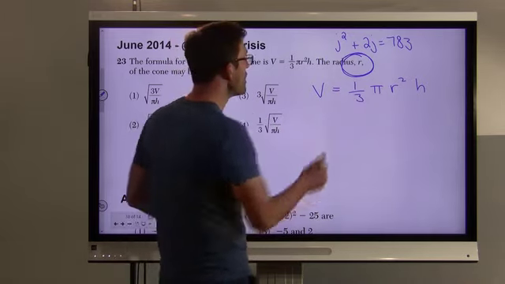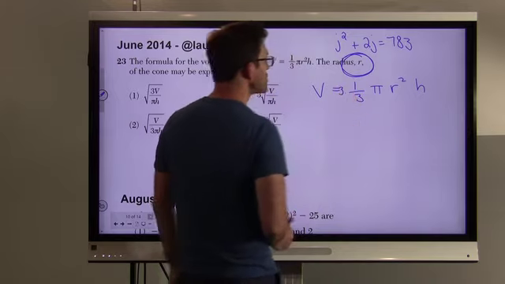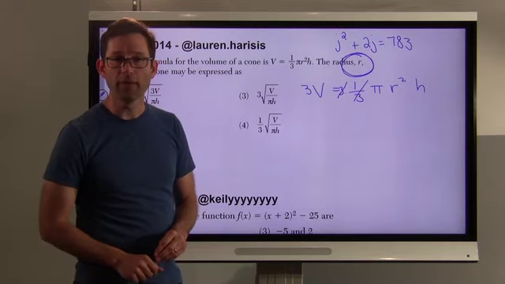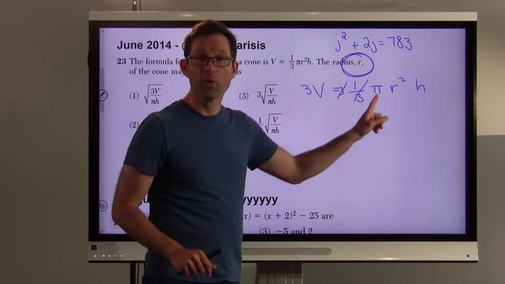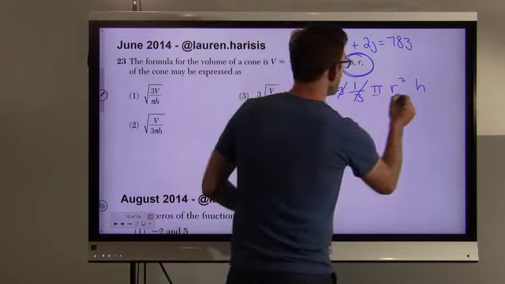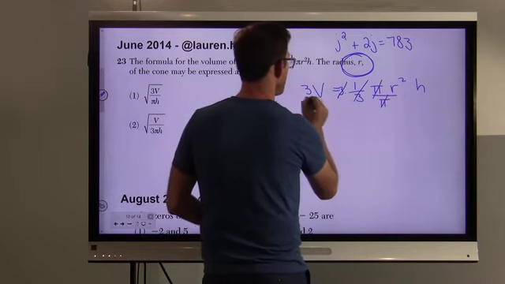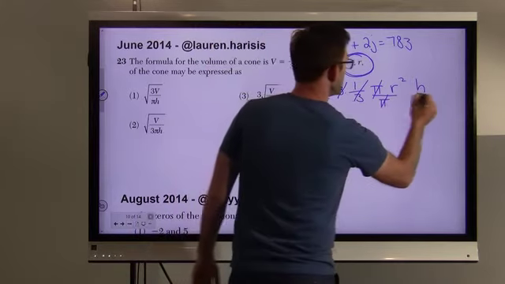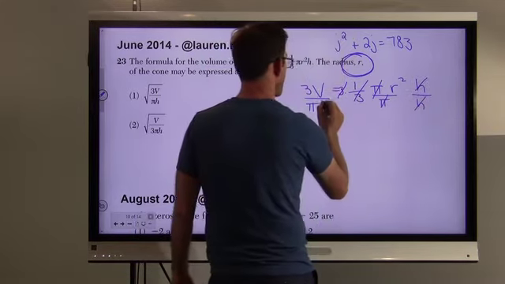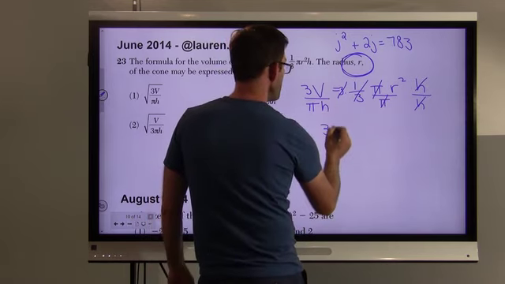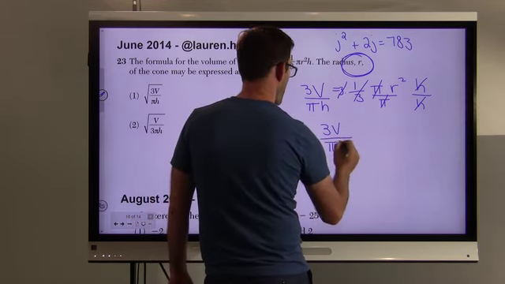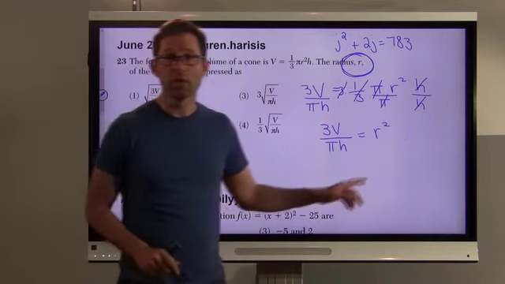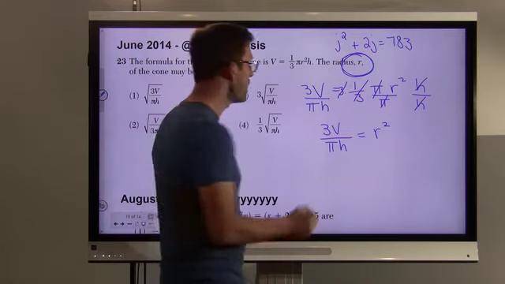So let's start to undo some other things. Let's get rid of the multiplication by 1/3 by multiplying both sides by 3. Let's get rid of the fact that we've multiplied by pi by dividing by pi. And let's get rid of the fact that we've multiplied by h by dividing by h. And what we're sitting at this point is 3v divided by pi h is equal to r squared. The last thing that we need to do is just simply take the square root of both sides.